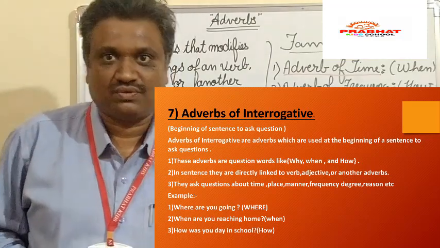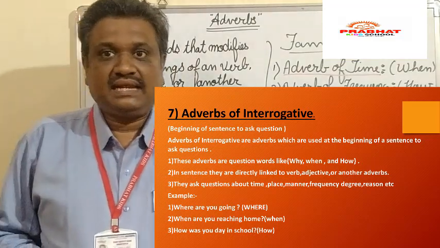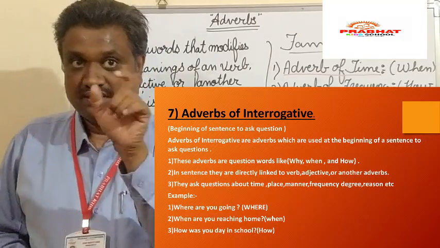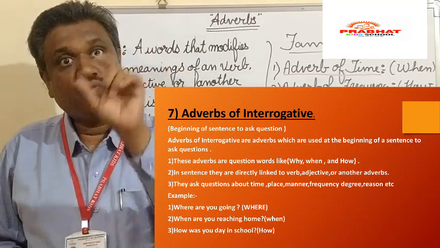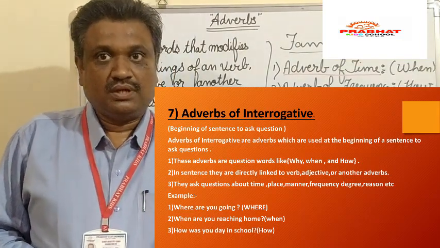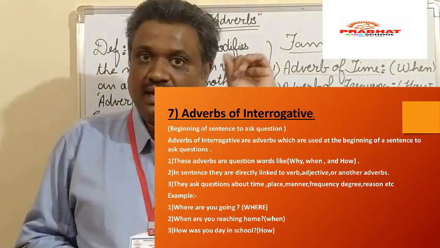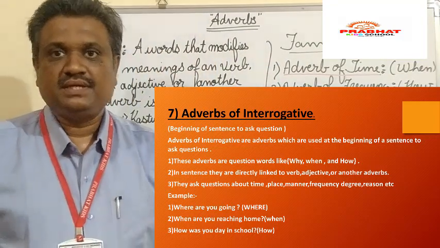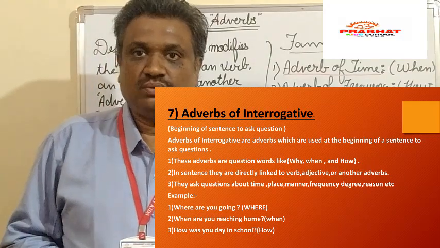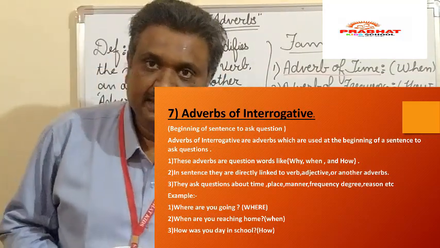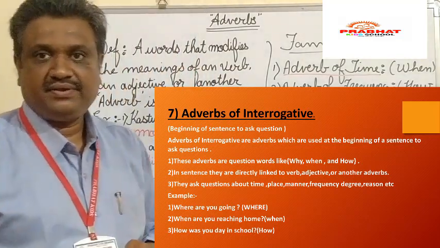Yes or no, student? In the sentence, they are directly linked to the verb. Why are you not doing? They are directly linked with the verb, the noun, student, or adjective or another adverb. They ask questions about time, then place, then manner, then frequency, then degree.